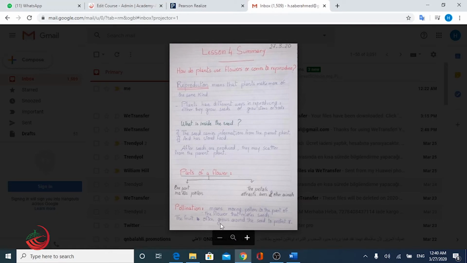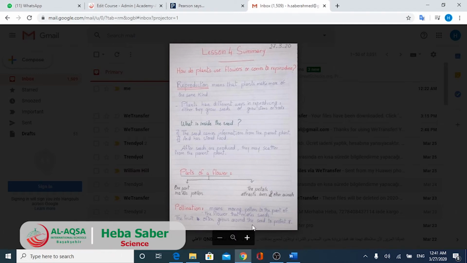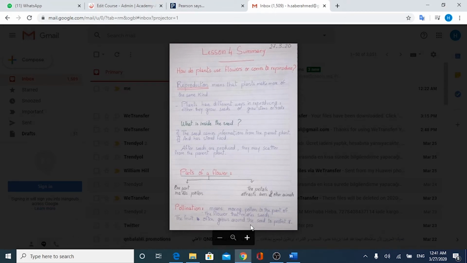Then fruit often grows around the seed to protect it. As we saw in the video, the fruit, the peach, has grown around the seed to protect it.